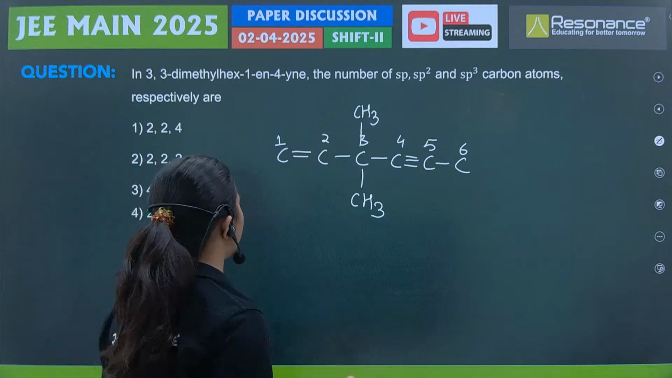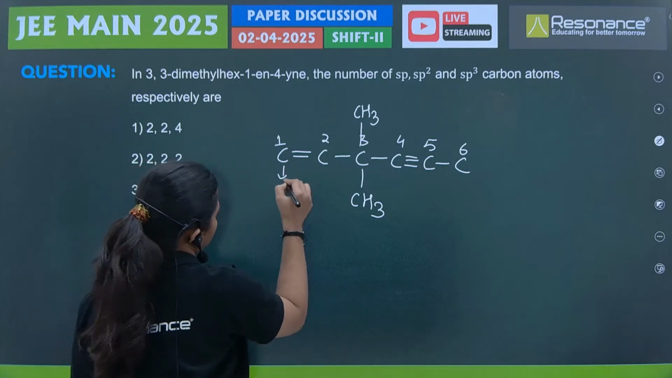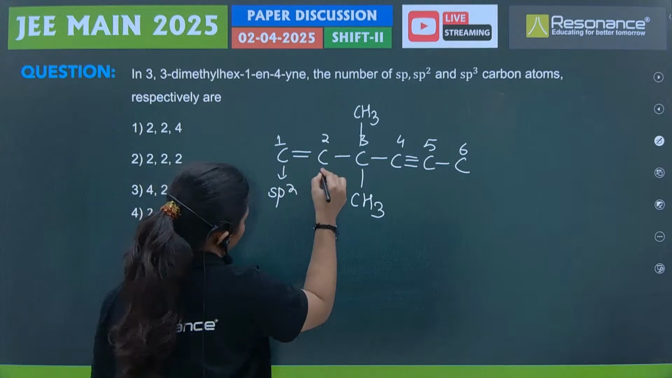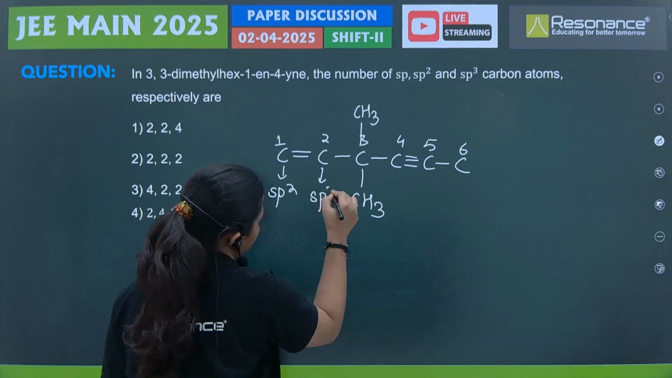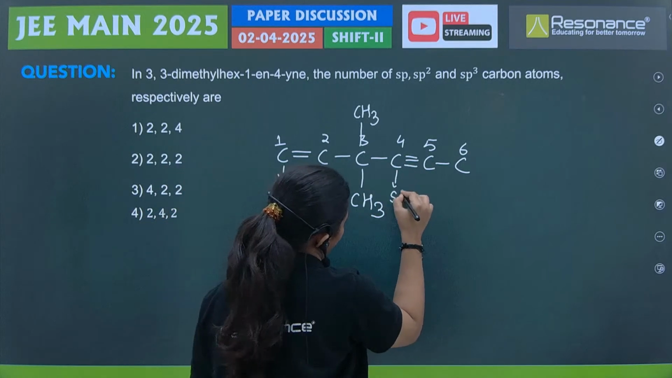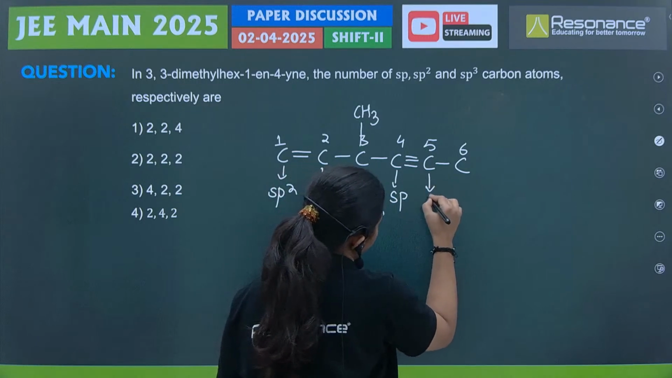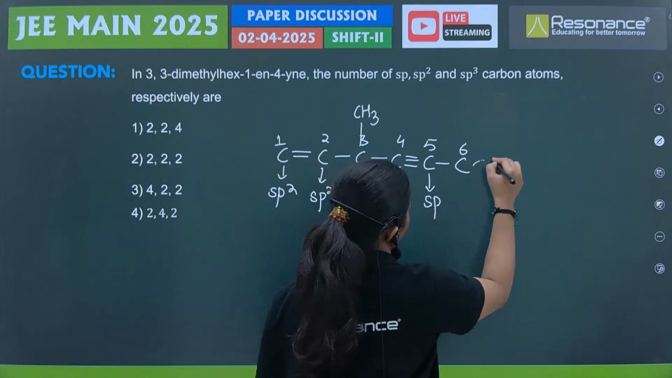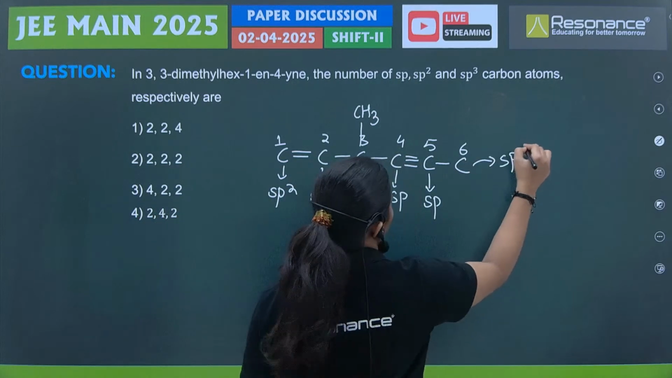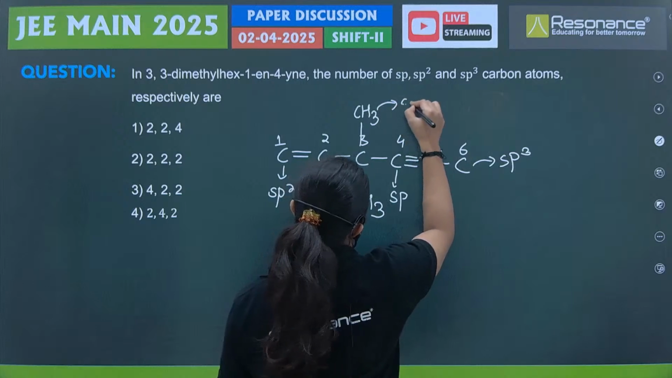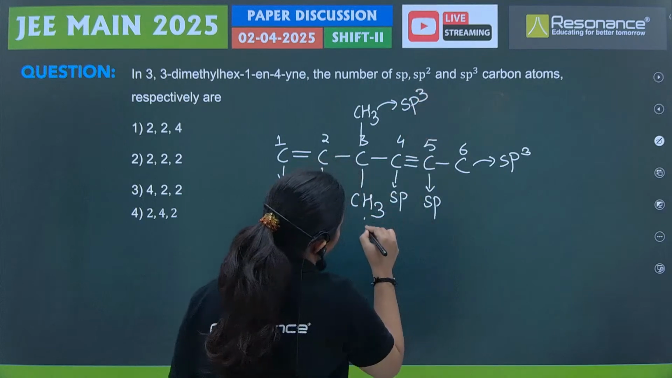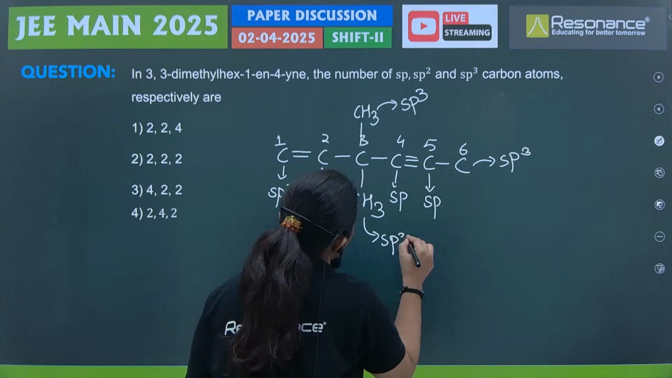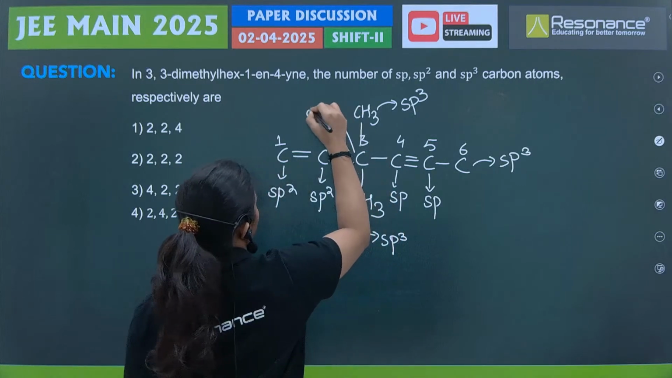So what we have to tell? We have to tell the hybridization. So if you see, this one is sp2 hybridized, this one is also sp2 hybridized, here it is sp hybridized, this carbon is sp hybridized, and the rest 4 carbons, this 6th one is sp3, this one is also sp3, this one is sp3, and this carbon is also sp3 hybridized.